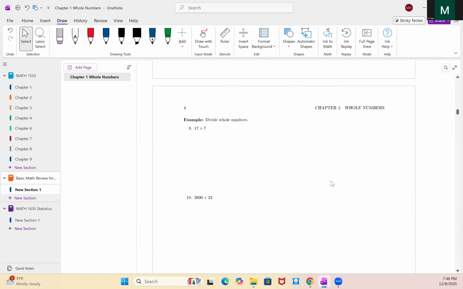Now we're going to divide whole numbers. We have 17 divided by 7. 7 doesn't go into 1, but it goes into 17 two times. 2 times 7 is 14. Subtract, 17 minus 14 is 3. That's the remainder. So the answer is 2, remainder 3.